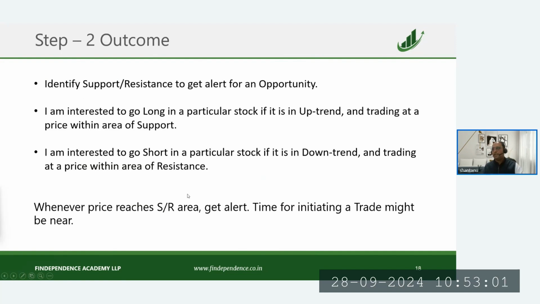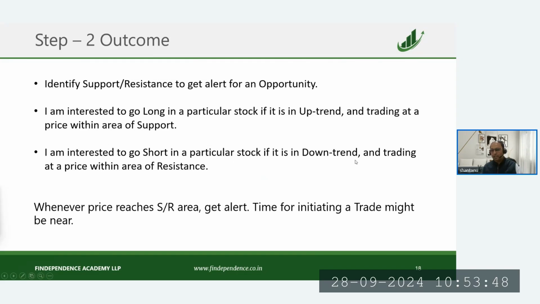Outcome of step 2. In step 2, we would be identifying support and resistance to get alert for an opportunity. Okay. Step 1 we had formed a sentence. Now we would be extending that sentence. In step 1, we said I am interested to go long in a particular stock if it is in an uptrend. Now we are extending it by adding and trading at a price within area of support. So I want a stock to be in an uptrend and then price should come back to area of support. Okay. Step 2 outcome, we have extended our sentence. Similarly, I am interested to go short in a particular stock if it is in a downtrend.